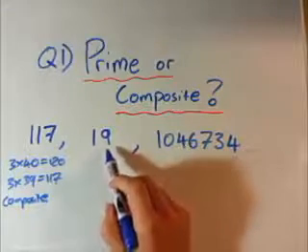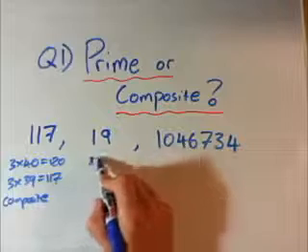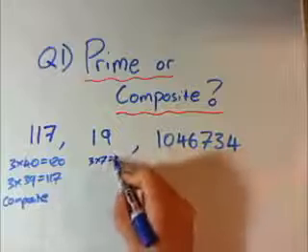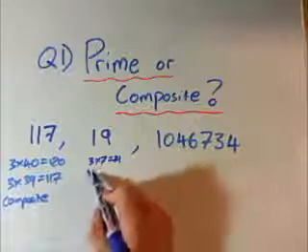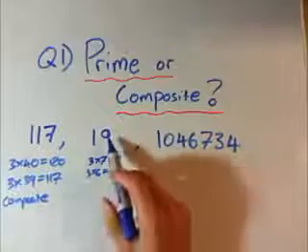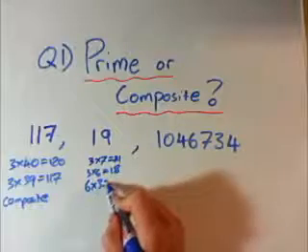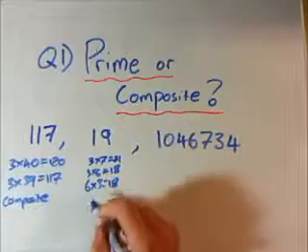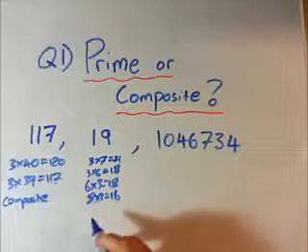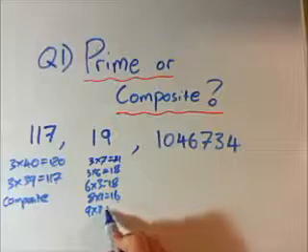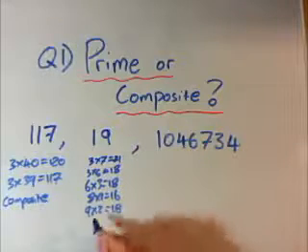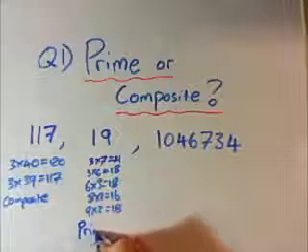2 doesn't go into 19. Does 3? Well, I know that 3 times, say, 7 equals 21. So 3 times 6 equals 18. So 3 doesn't go into 19. I know 4 doesn't. 5 doesn't. Let's say 6 times 3 equals 18. 7 doesn't. Does 8? 8 times 2 equals 16. Close, but it won't. 9 times 2 equals 18. Okay, so now I can safely say that no other factors go into 19. So I'm going to say 19 is prime.